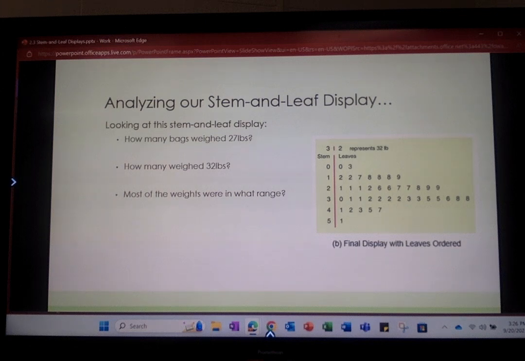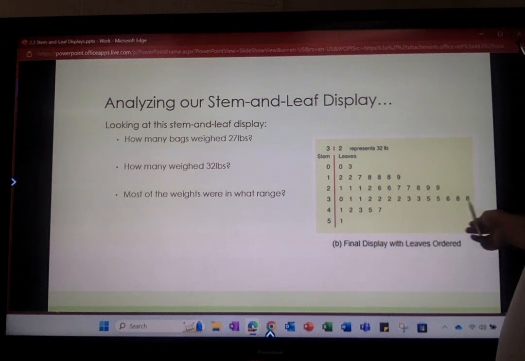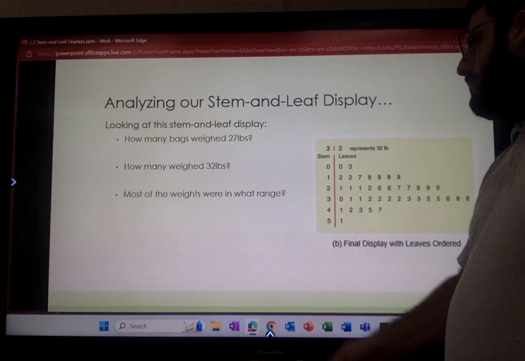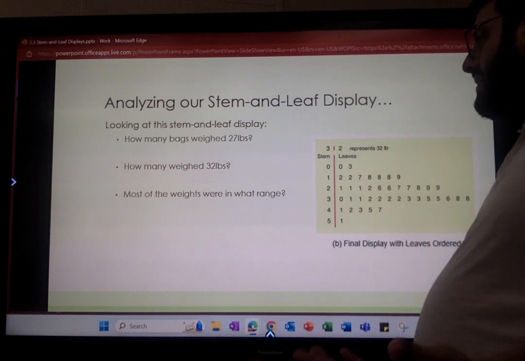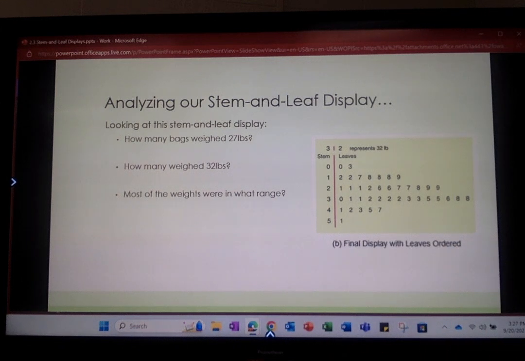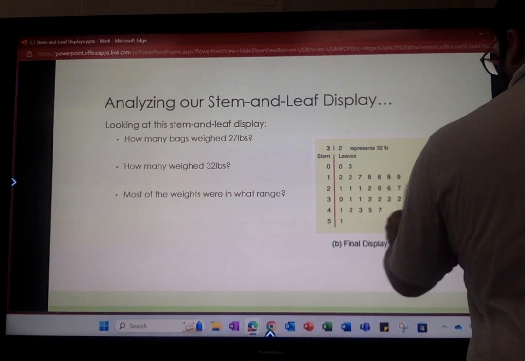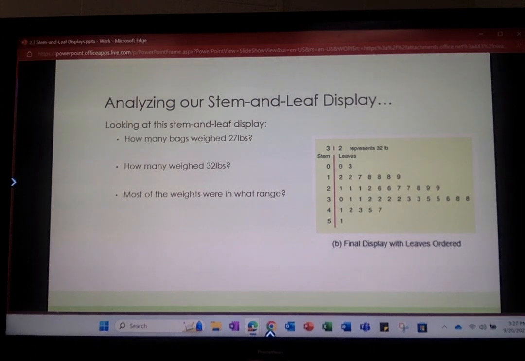Most of the weights were in what range? Well, look, where are the most leaves? Here. So most of the weights were about 30 to 39 pounds, right? If you wanted to include this too, you could say between 20 and 39 pounds, if you're going much larger. But if you're looking for a specific stem, the 3 stem has the most weights in it.